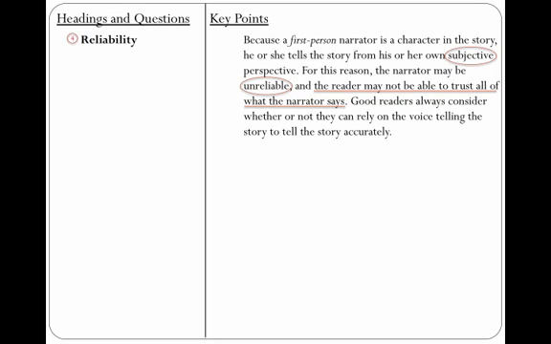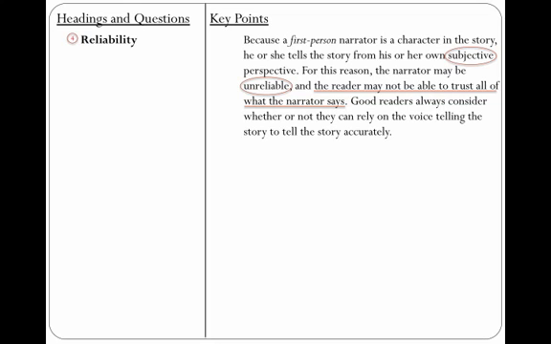The narrator's in the middle of the story, in the middle of the conflict, and the narrator is impacted and influenced and affected by what's going on in the story. So, for that reason, the narrator is going to be subjective, and it may be unreliable, meaning that the reader may not be able to trust all of what the narrator says. So you've got to be thinking about that. Is my narrator going to be reliable, or is my narrator going to be unreliable?